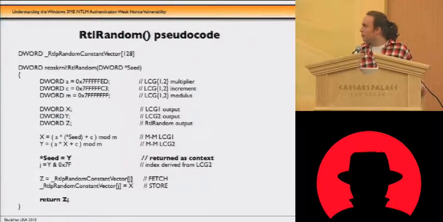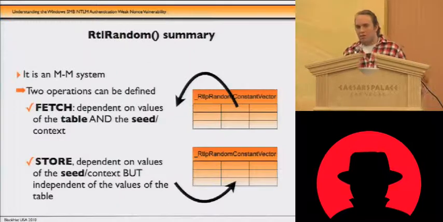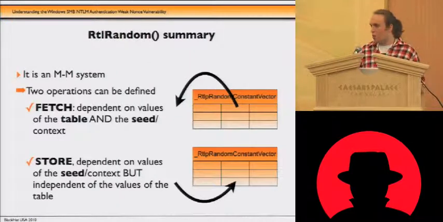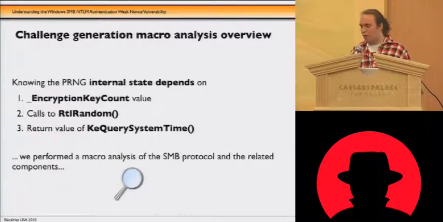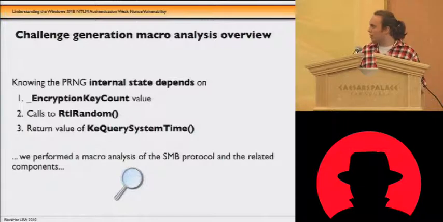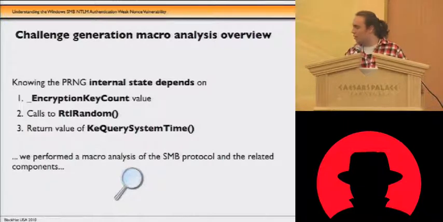So we know that RtlRandom is an M&M system, so we can define two operations: a fetch operation that is dependent on the value of the table and also the seed, and a store, which is only dependent on the seed, but is independent of the values of the table. So we're trying to know what's happening between the different factors. First, what happens with the get encryption key count value, if we can predict it; what happens when calling RtlRandom multiple times, if it changes the internal state of the vector; and also the return value of the query system time.